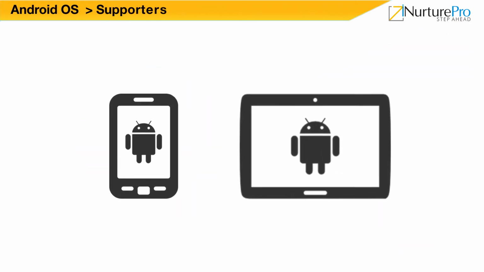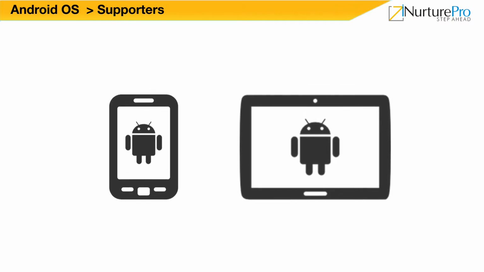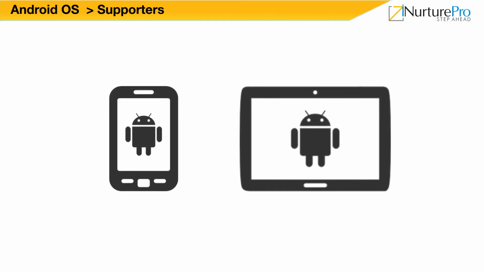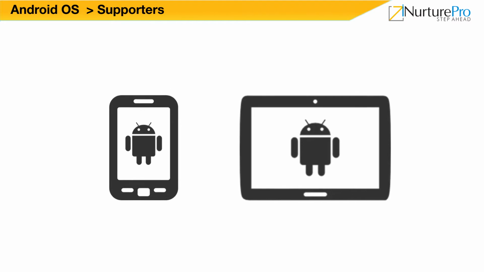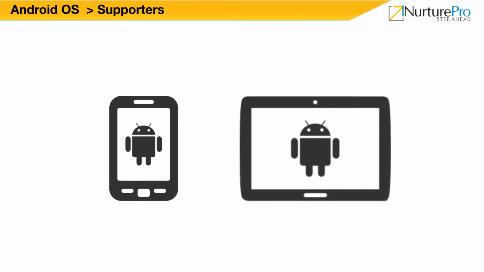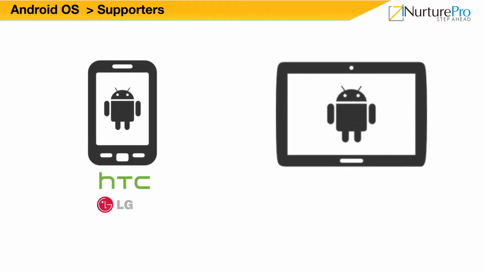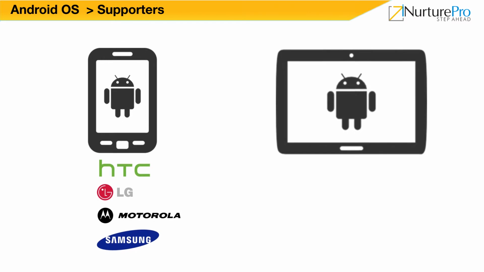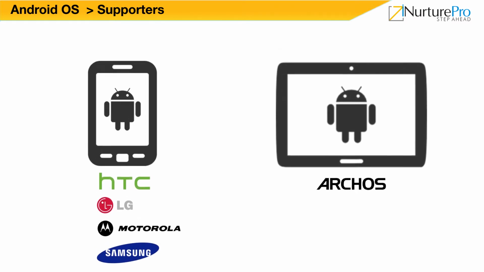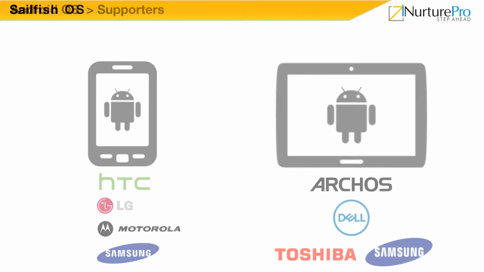Because of its popularity among a wide range of users, mobile developers prefer Android OS to develop mobile applications. Due to this factor, it gets support from major giants in the market. The major giants who support the Android mobile platform are HTC, LG, Motorola and Samsung, and for the Android tablet market, Archos, Dell, Toshiba and Samsung are the major players.